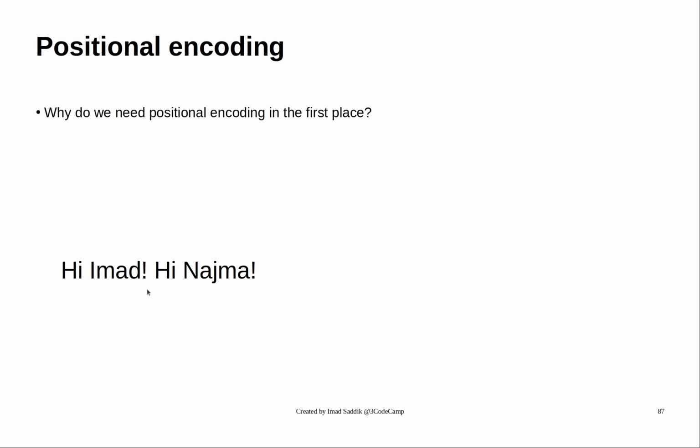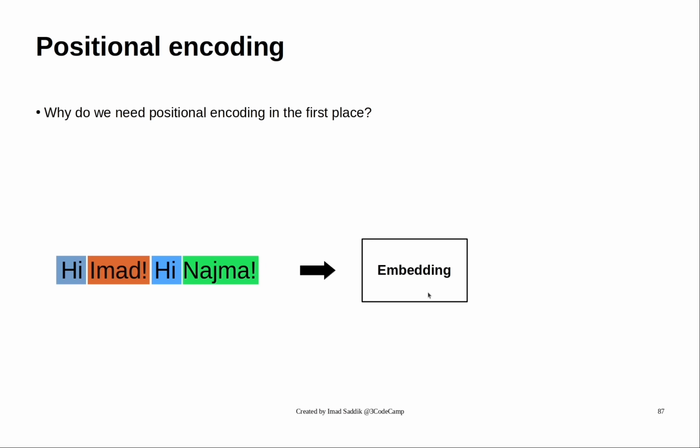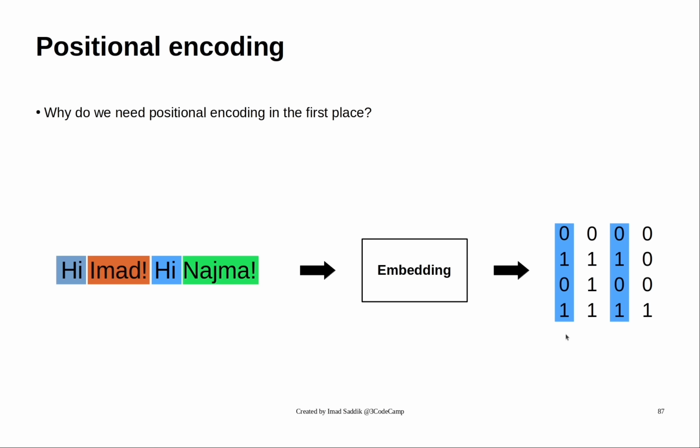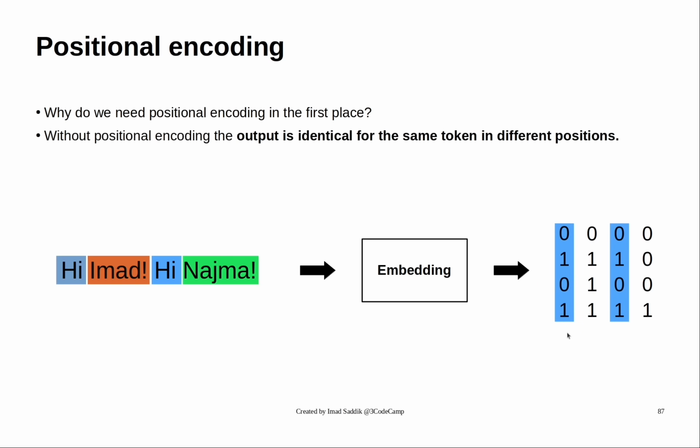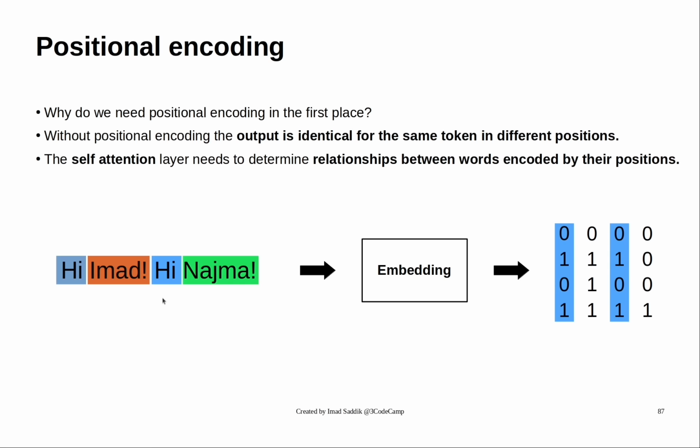Imagine we take this sentence and break it into individual tokens like this and turn each token into an embedding. Here is the embedding vector for the word hi. Without positional encoding, the same vector is used no matter where hi appears in the sentence. That's a problem because the self-attention layer needs to understand word order. That's why we need to add positional information. But how do we do that?